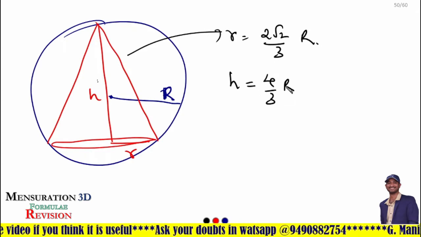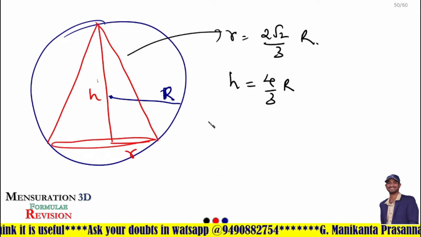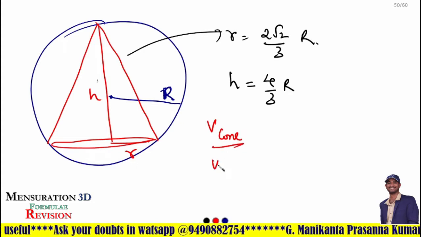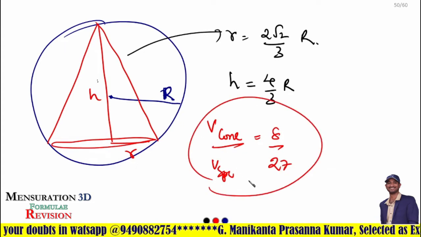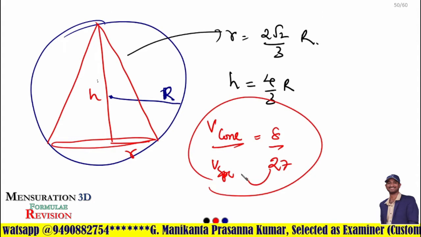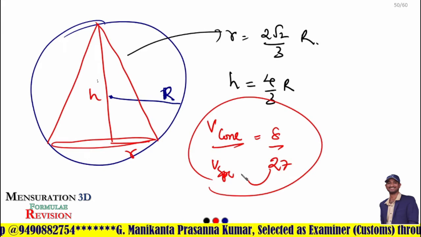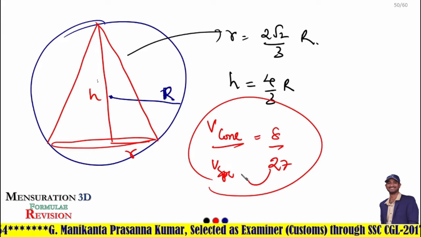At these dimensions only you will get the maximum volume of the cone, and the maximum volume of the cone to volume of the sphere is equal to 8 by 27. If sphere represents 27 parts, then cone represents only 8 parts. Okay. Next, cone inscribed in a hemisphere.